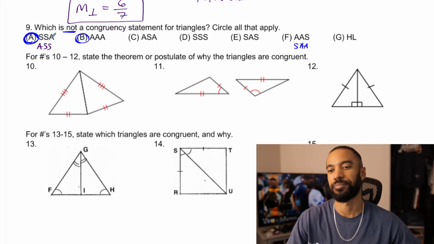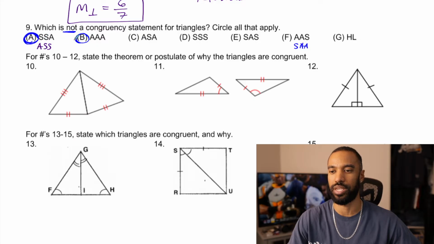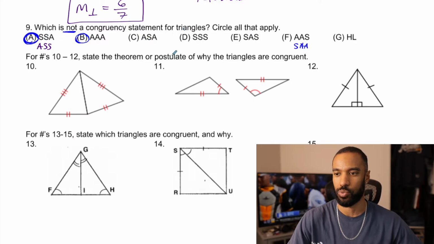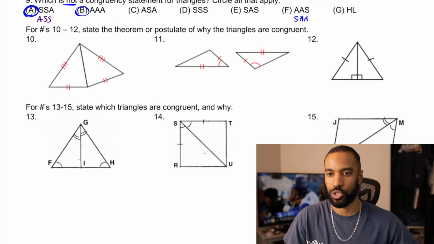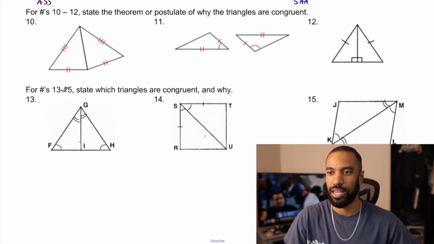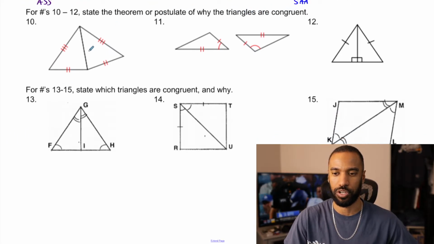These are not. We will not use these. We cannot use these. We can definitely use these as long as we have them. Moving forward with congruent triangles. For numbers 10 through 12, state the theorem or postulate of why the triangles are congruent.